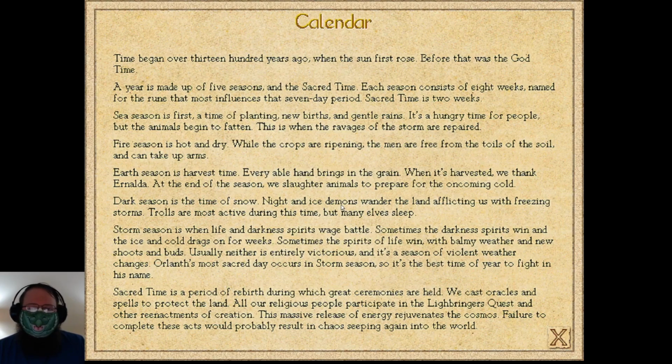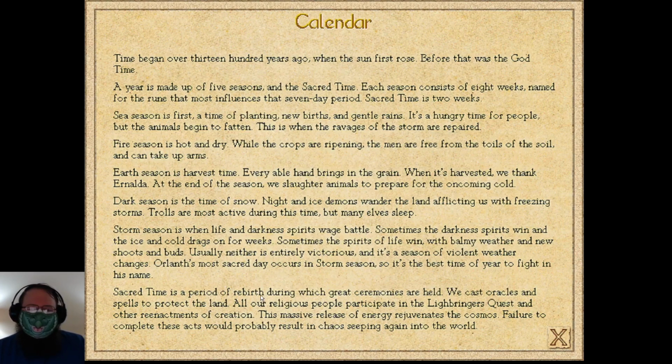And dark season is time of snow. Night and ice demons watch the land, afflicting us with freezing storms. Trolls are most active during this time, but many elves sleep. Storm season, when life and darkness spirits wage battle. Sometimes the dark spirits win, and the ice and cold drags on for weeks. Sometimes the spirit of life wins with balmy weather and new shoots and buds. Usually neither is entirely victorious, and it's a season of violent weather changes. Orlanth's most sacred day occurs in storm season, so it's the best time of year to fight in his name.